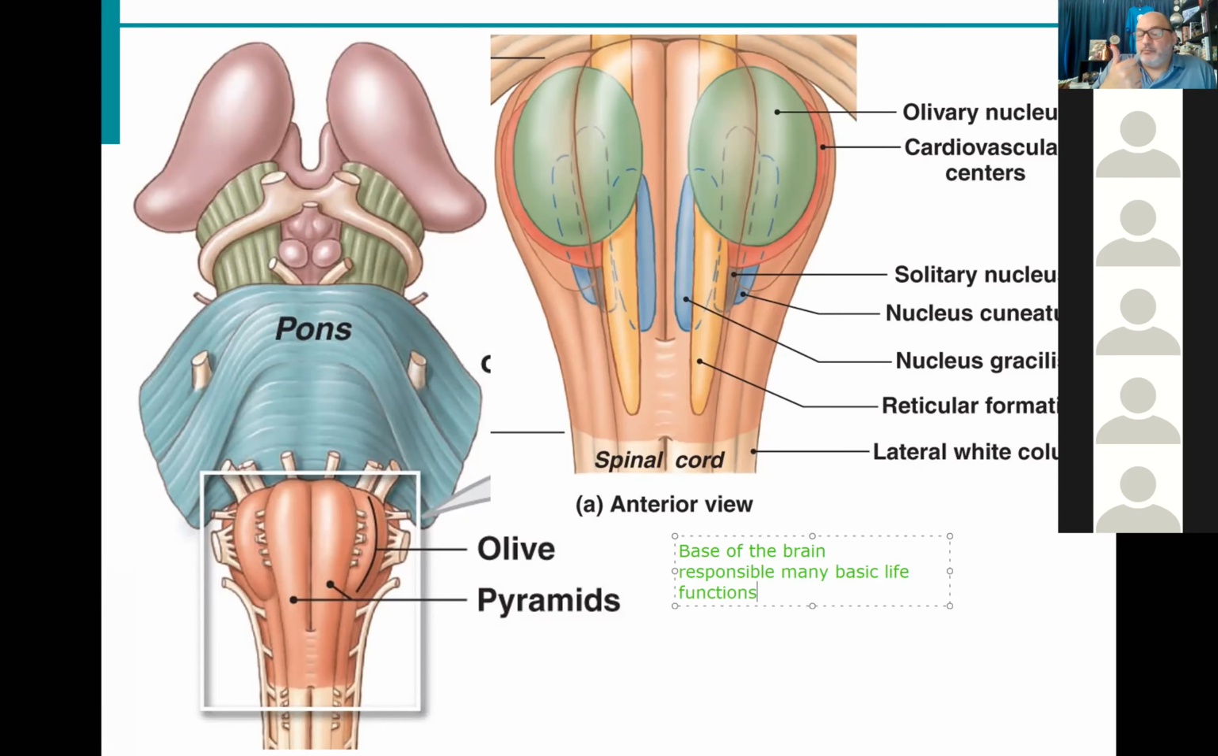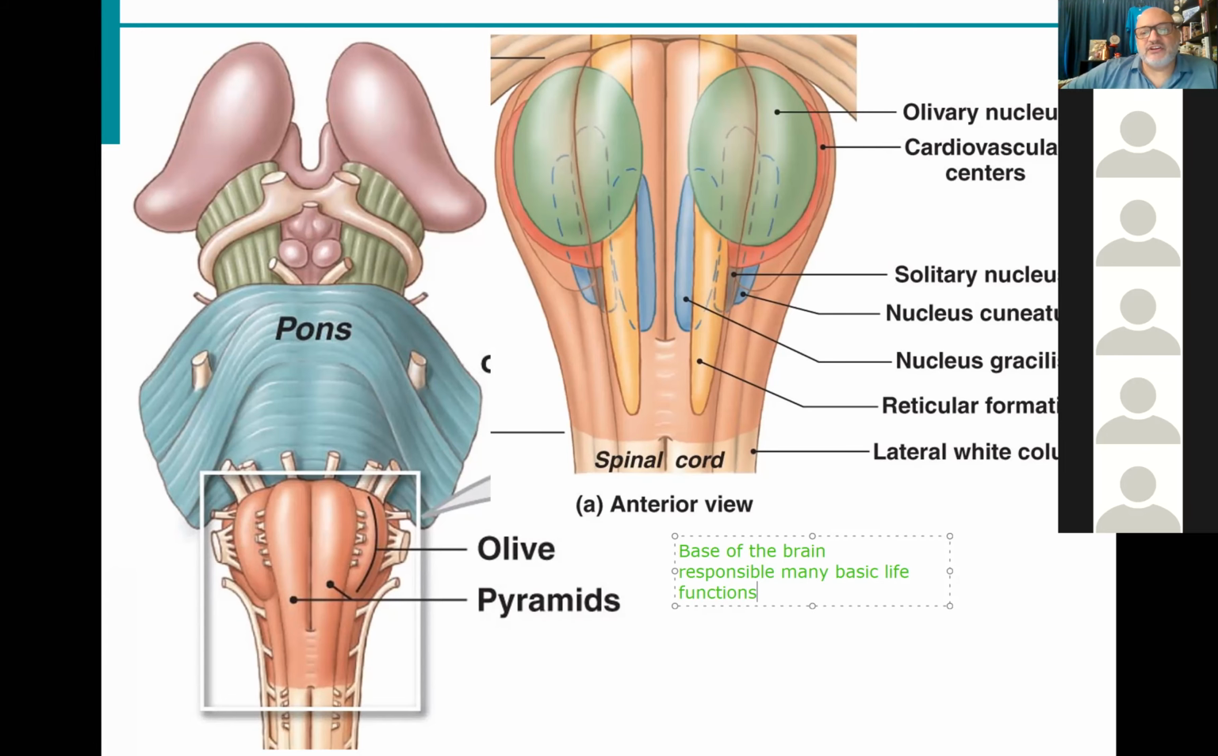Things like breathing, like we talked about, cardiovascular control, controlling our heart rate, vomiting, swallowing, sneezing, many of these very basic functions that you and your dog and a panda are all capable of doing occur here in our medulla. We could spend the rest of the semester talking about just what's going on in the medulla. It is a very, very important structure.